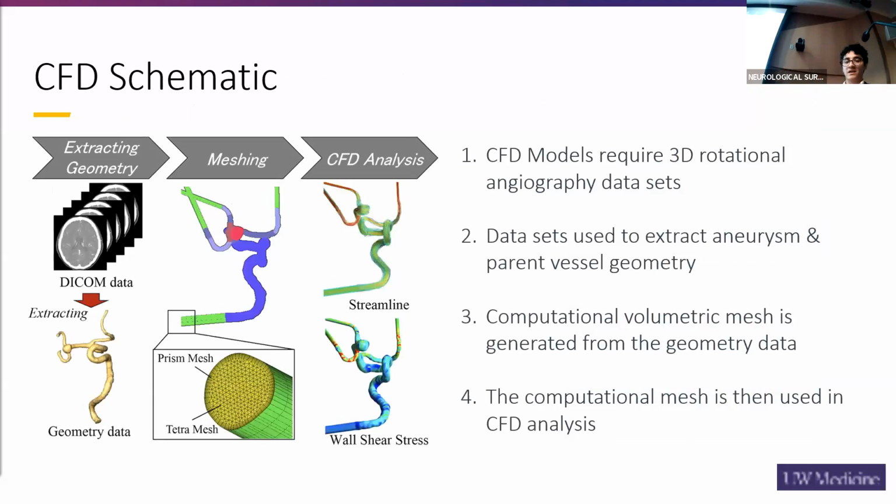And so here's a general schematic of how we generated our CFD models. First, we acquired 3D rotational angiography datasets, which are part of standard patient care and are in no way invasive towards the patient. We use these datasets to extract aneurysm repair vessel geometry, which we can then use to generate a volumetric computational mesh. With this volumetric computational mesh, we can then run it through a sequence of different software and code in order to do CFD data analysis, in order to produce hemodynamic parameter data that we can then utilize to extract relevant information regarding the patient's aneurysm.